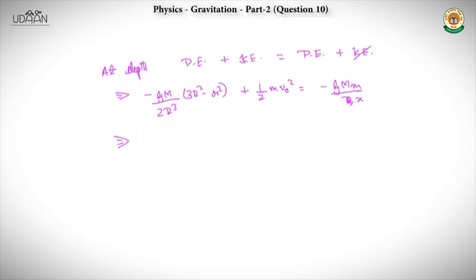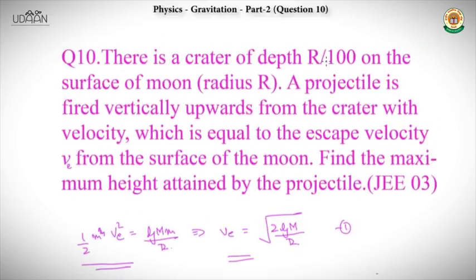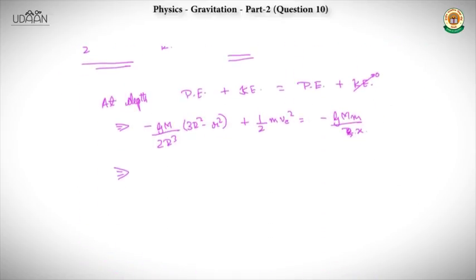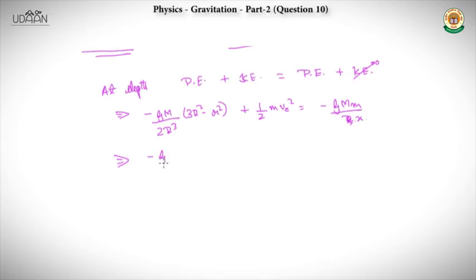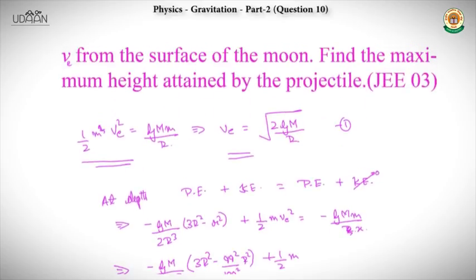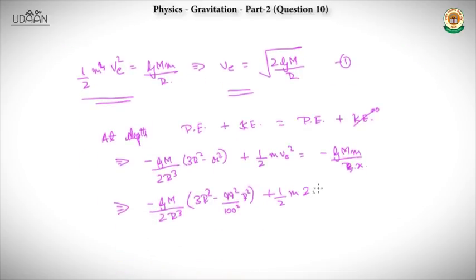R over here would be 99R upon 100 because the depth is R upon 100. So the distance from the center would be 99R upon 100. Correct. So we'll begin: minus GMm upon 2R cube into (3R square minus 99 square upon 100 square into R square) plus half m into v_e square. I'll put in the values of v_e also. 2GM upon R equal to minus GMm upon x. There would be a small m also over here, because this is the potential, and when you multiply it by small m, you'll get the energy.